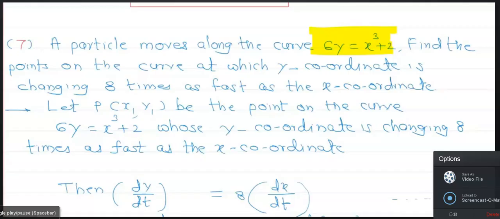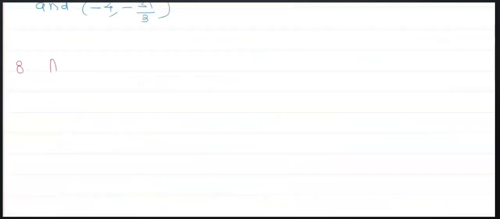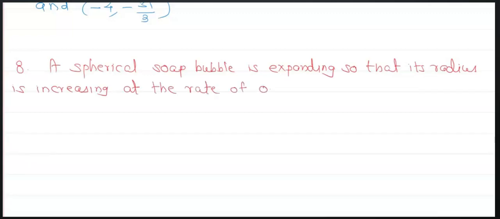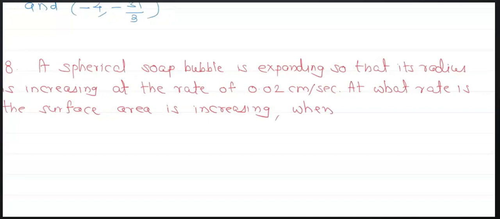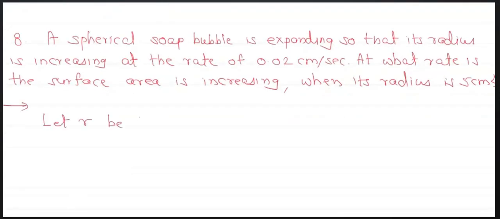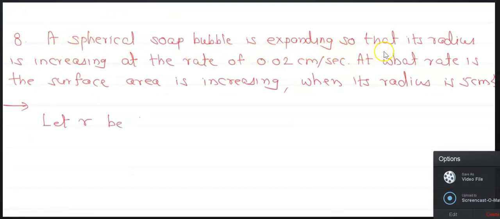Next is problem number 8. A spherical soap bubble is expanding so that its radius is increasing at the rate of 0.02 centimeter per second. At what rate is the surface area increasing when its radius is 5 centimeter? This is the problem. A spherical soap bubble is expanding so that its radius is increasing at the rate of 0.02 centimeter per second. At what rate is the surface area increasing when the radius is 5 centimeter?